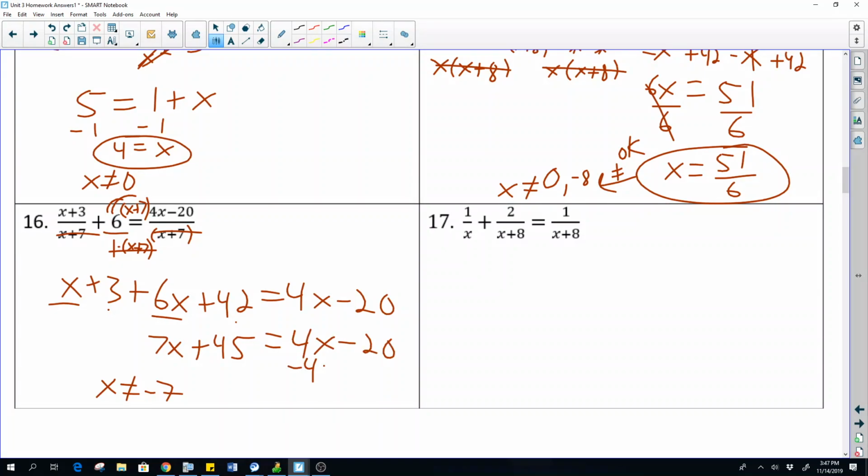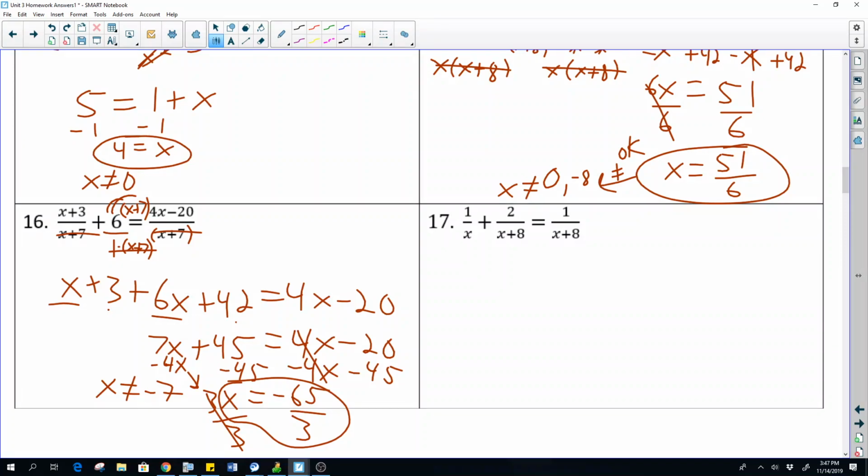Get all the x's on the same side. I think if I minus 4x to the left, then we'll keep that x positive, which is always nice. So 7x minus 4x is 3x. And then we'll minus 45, minus 45. And that's going to be negative, wow, negative 65. That doesn't look as pleasant. Divide by 3, divide by 3. So we get x is equal to negative 65/3. What a funky answer as well.